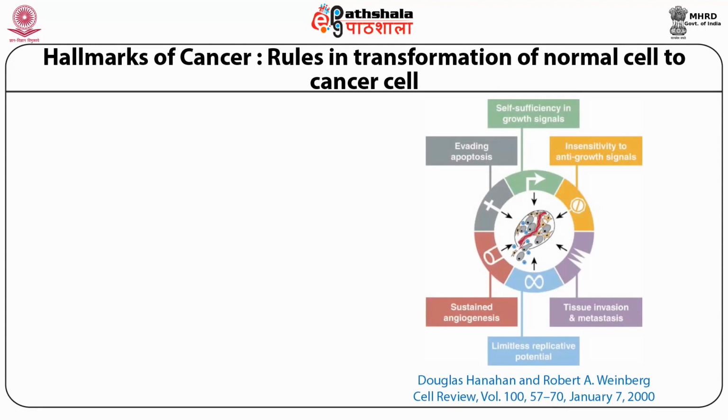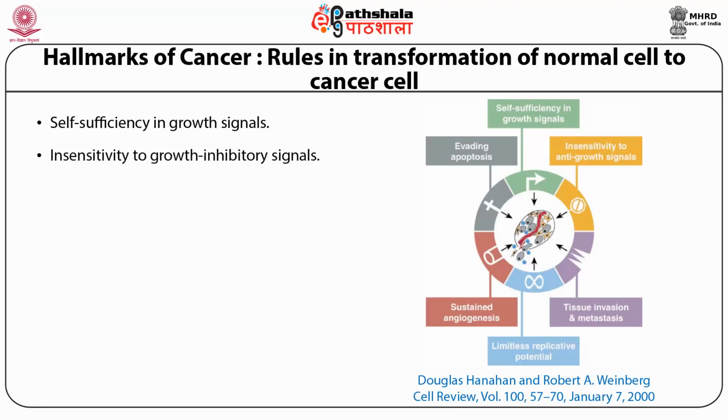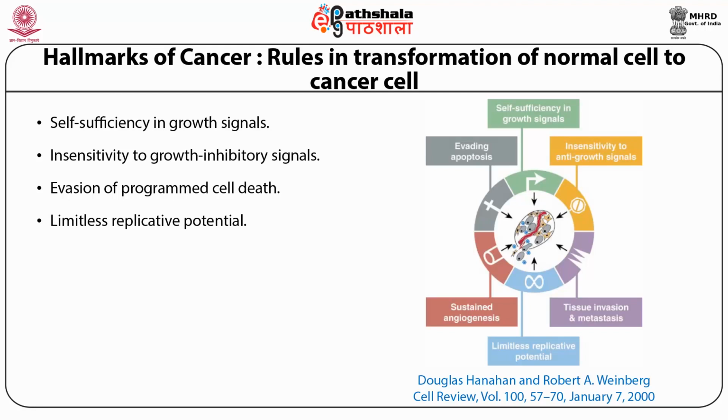Hahn and Weinberg, in the classic paper called The Hallmarks of Cancer, describe rules in the transformation of a normal cell to a cancer cell. And this includes 6 major basic features. Number 1, self-sufficiency in growth signals. Number 2, insensitivity to growth inhibitory signals. Number 3, evasion of programmed cell death. Number 4, limitless replicative potential. Number 5, sustained angiogenesis. And number 6, tissue invasion and metastasis.